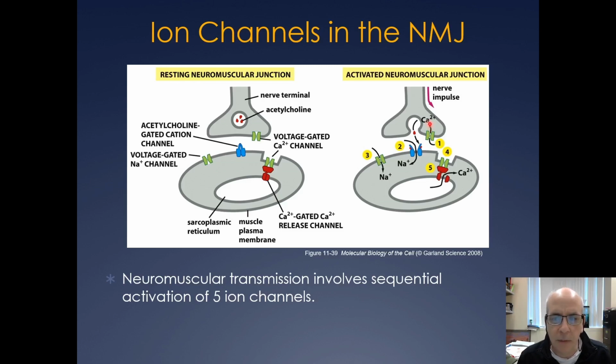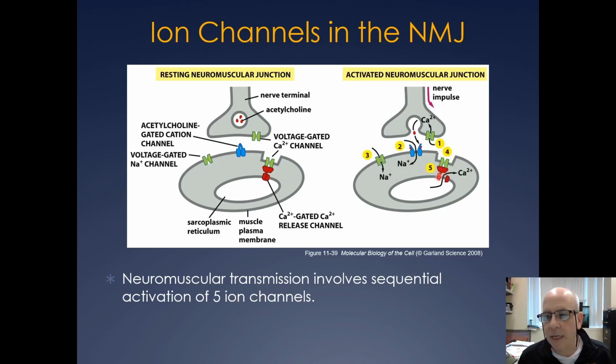The calcium flowing in and the depolarization cause the vesicle to fuse with the plasma membrane, and acetylcholine is released. That binds to the acetylcholine-gated cation channel. Sodium flows in. This causes depolarization of the membrane. Then you have the opening of the voltage-gated sodium channels, so sodium flows in, and it also opens up a voltage-gated calcium channel. And then the calcium flows in, because once again the calcium is low in here.